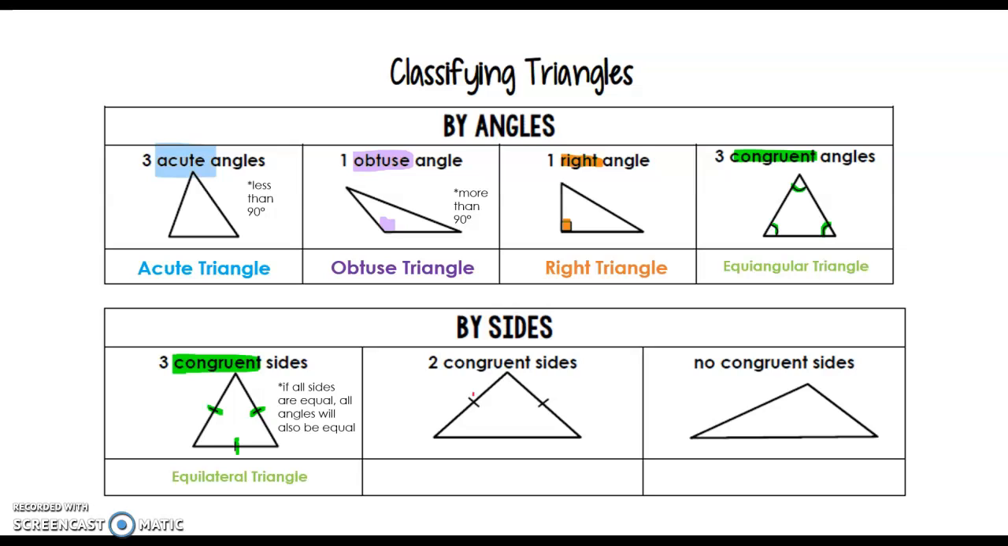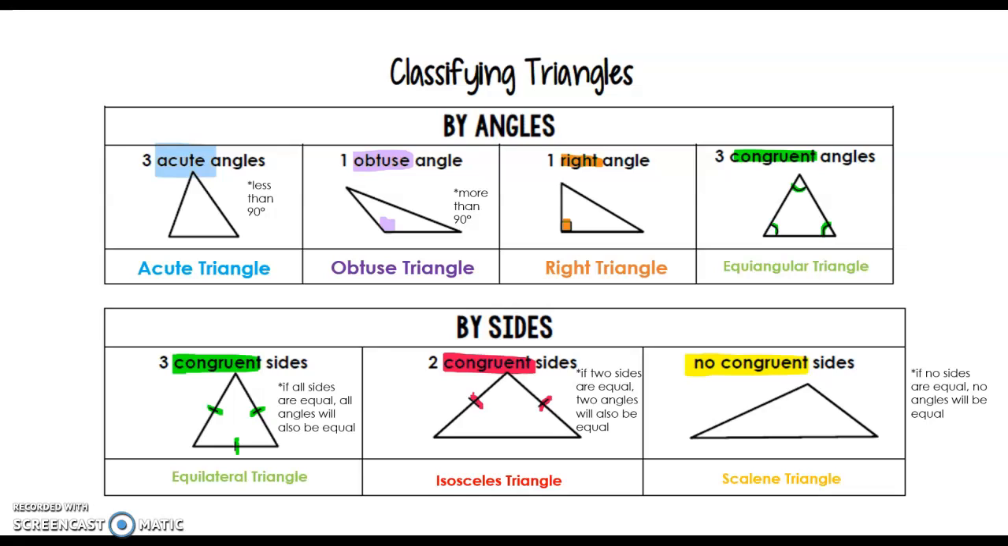Next, we have 2 congruent sides. So if we just have 2 congruent sides, this means that we have an isosceles triangle. If 2 sides are equal, 2 angles will also be equal. The next triangle, we don't really know very much about this triangle. We don't know anything about the angles. We don't know anything about the side lengths. So it is a scalene triangle. If no sides are equal, no angles will be equal either.